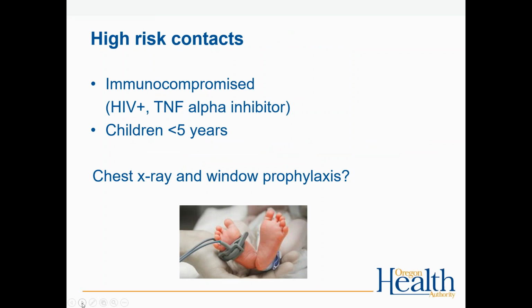So you also need to be aware of any high-risk contacts. So that's people who are immunocompromised or kids less than 5. For those folks, you maybe want to get a chest x-ray and also consider window prophylaxis.